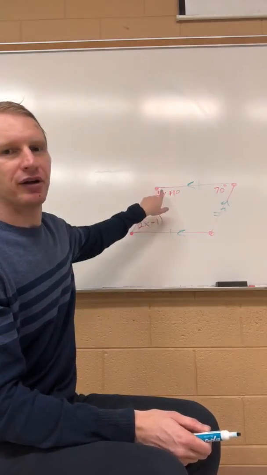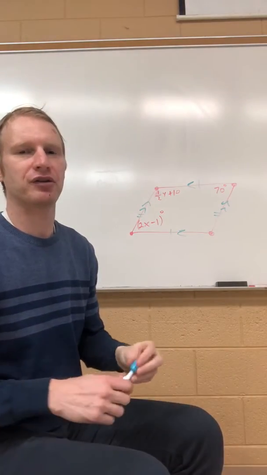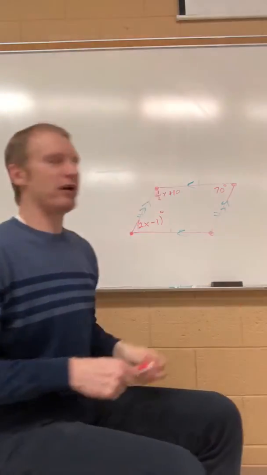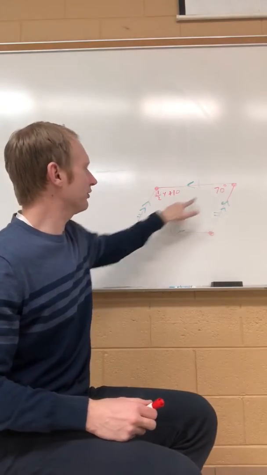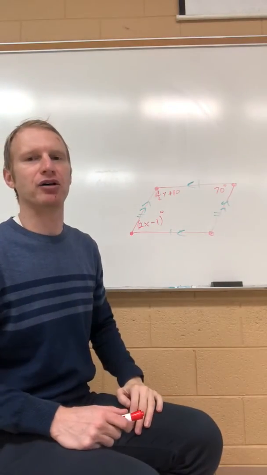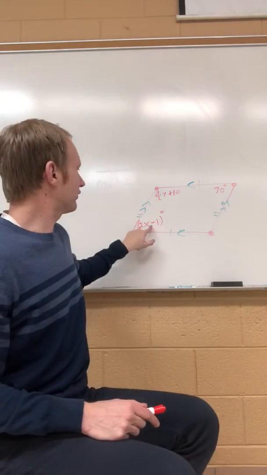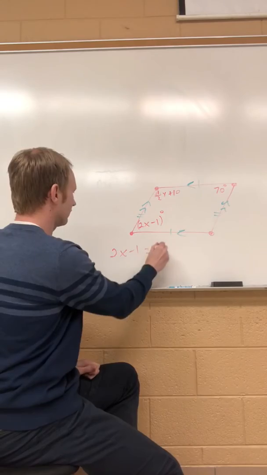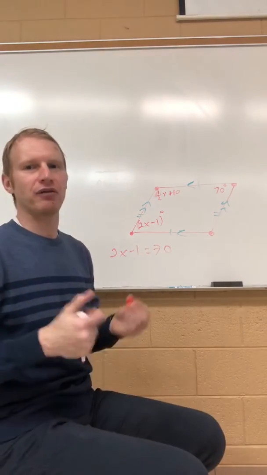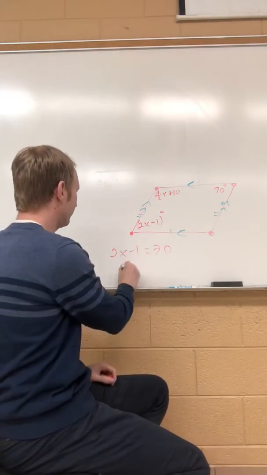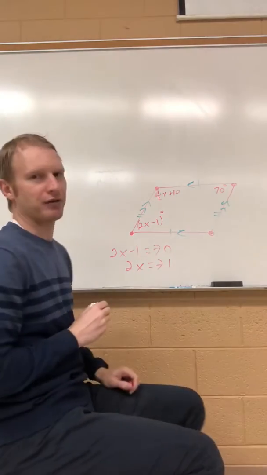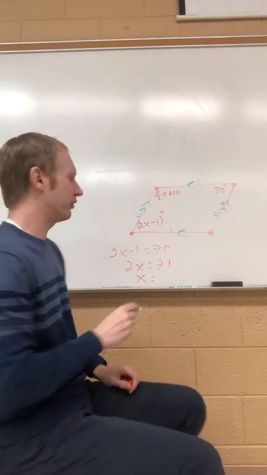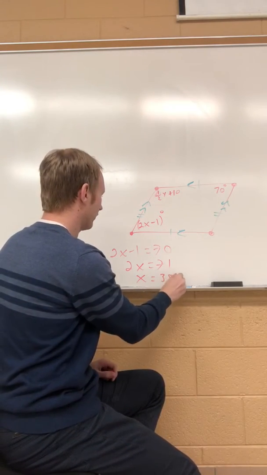Here's our x and there's our y, and we want to solve for x and y. Let's start with x. We remember that the opposite angles of a parallelogram are congruent. We just set 2x minus 1 equal to 70. And then solve that equation for x. Add 1 to both sides, and then divide by 2. And 71 divided by 2 is 35.5, or 35 and a half.